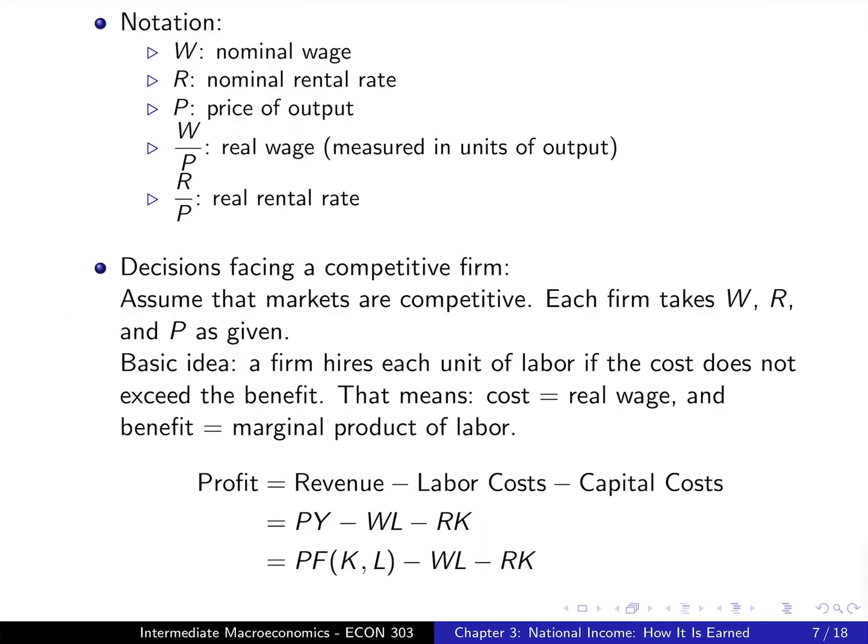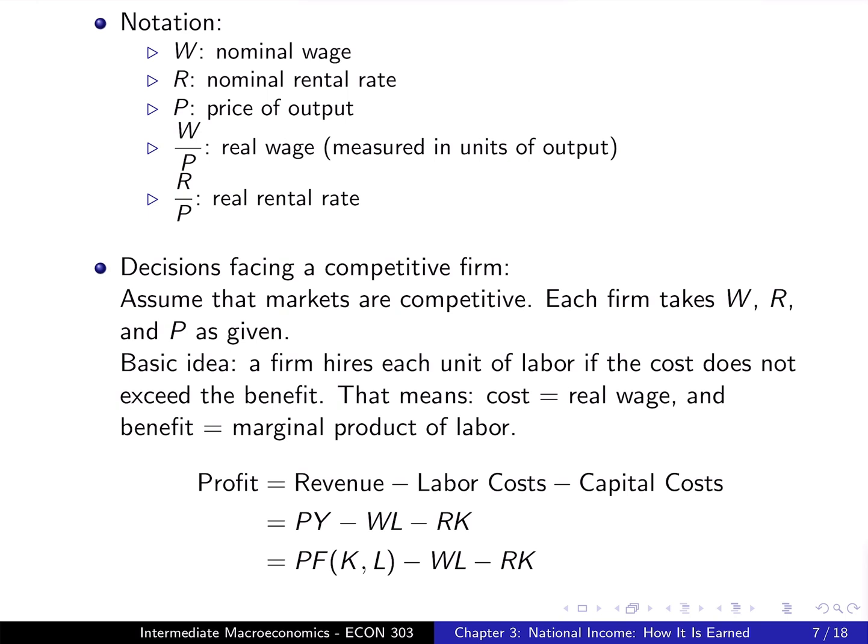Let me introduce some key notation and explore how a competitive firm makes hiring decisions. W is nominal wage. R is nominal rental rate. P is price of output. W over P is real wage, measured in units of output. R over P is the real rental rate.